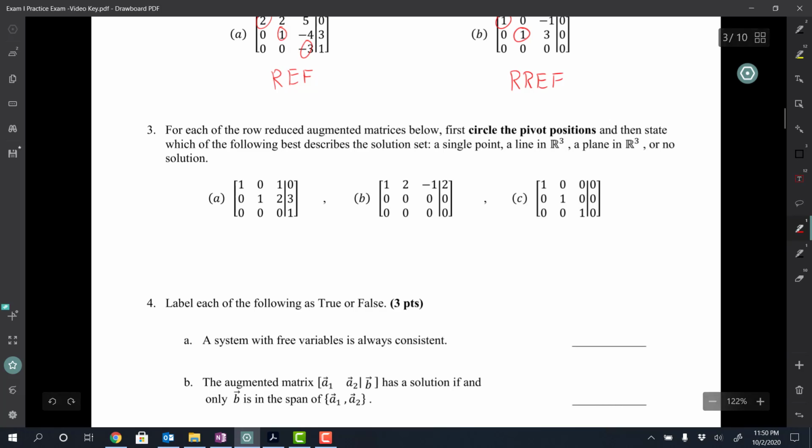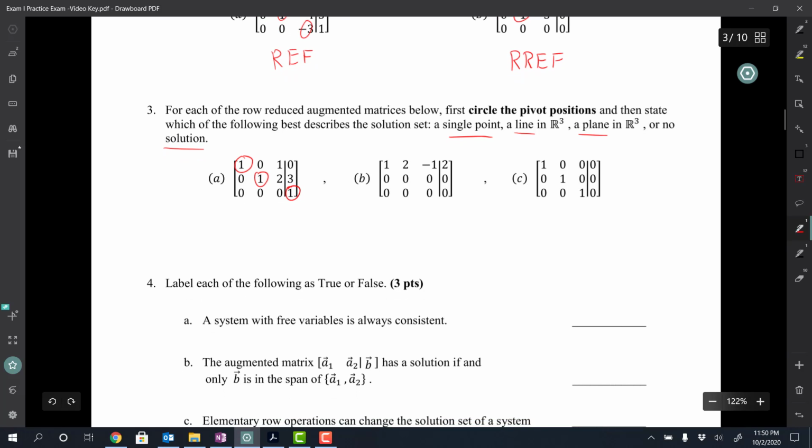Question 3 says, for each of the row-reduced augmented matrices below, circle the pivot positions and then state which of the following best describes the solution set. It could be a single point, a line, a plane, or no solution. So I'll look at the first one. I've identified the pivots, the leading non-zero values of each row.